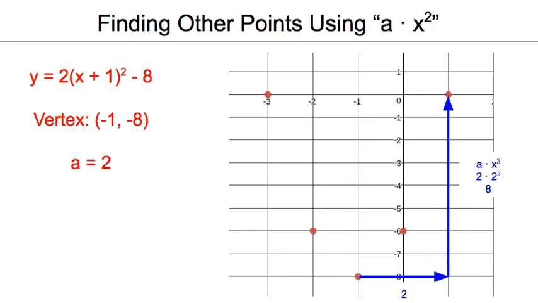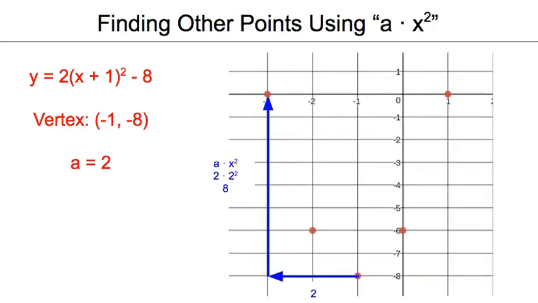And I would do the same thing on the other side. So what happens is if I wanted to, say, go 3 spaces out, then I would go over 3 and up 2 times 3 squared. Well, 3 squared is 9. 2 times 9 would be 18. So I would go over 3 and up 18. And you can see why I didn't put that point on there. There's just not enough room.